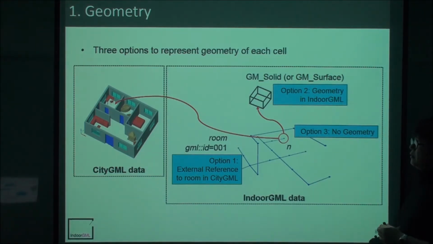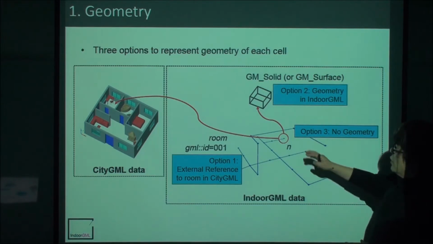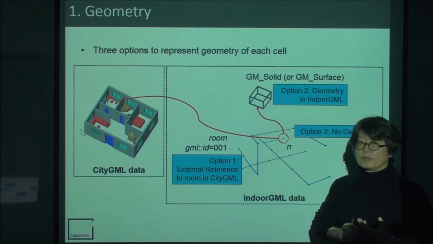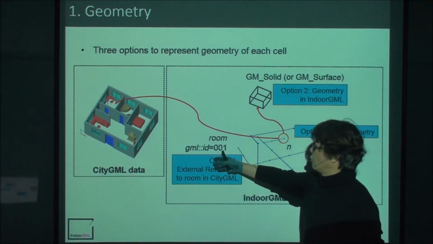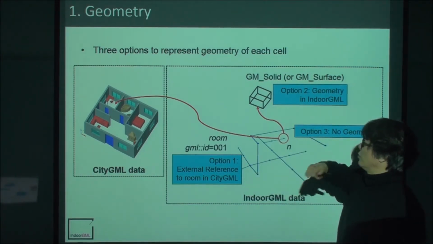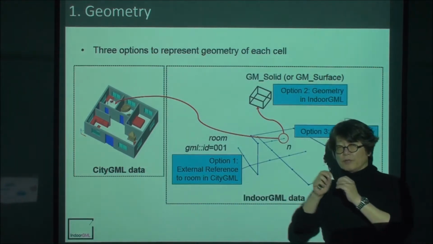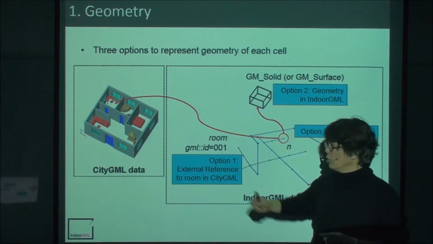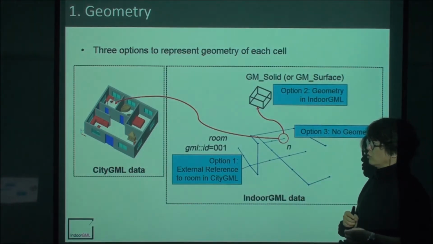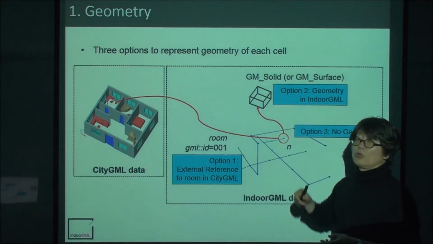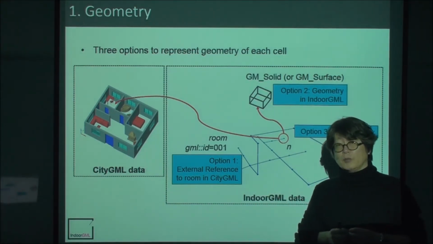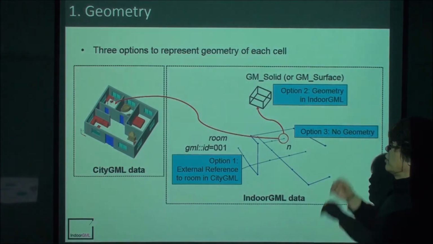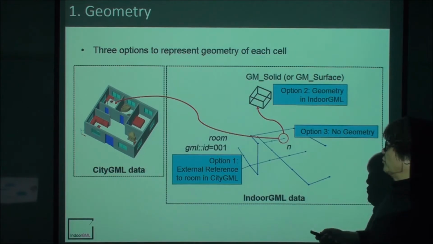But these three options are not exclusive. For example, we may take option 1 and option 2. That means we include the reference to another object in the external data set using option 1, for example, with the GML identifier, and we can also include the geometry in IndoorGML itself. So any combination of these options would be possible as well.